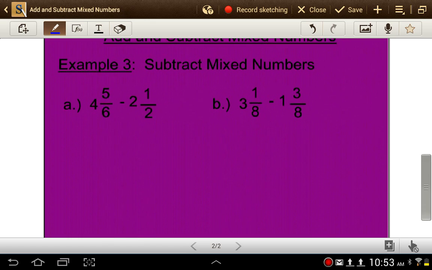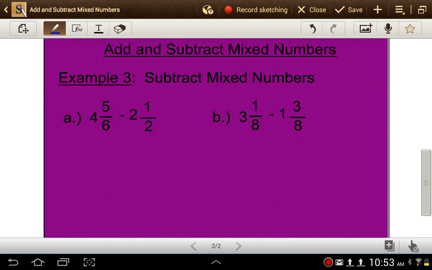In example 3, we're going to work on our subtracting mixed numbers. So in the first one, I'm going to look for a common denominator. They can go into 6, so I'm going to multiply this one by 3. That's going to give me 4 5/6 minus 2 3/6.